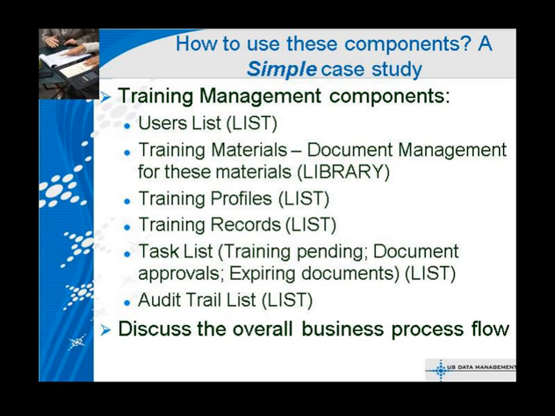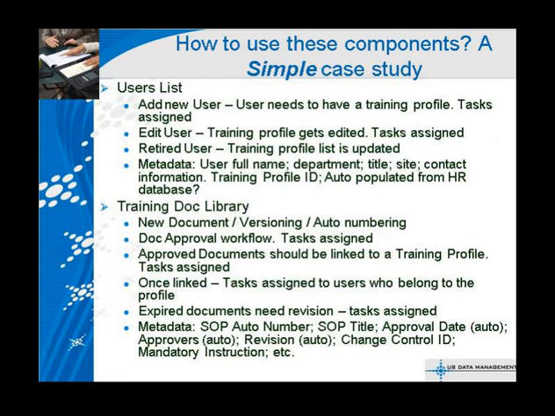And then perhaps a task list saying, hey, you have training due, or hey, you have a document you need to approve, or there's a document that's expiring soon, you need to edit it, or a place where delinquencies are reported. Hey, Subbu was supposed to train on these two SOPs yesterday, and he's delinquent, so you better do something about it. And perhaps an audit trail, a place where you keep track of all of these various changes to the profiles or these records, right? So that's in a nutshell the overall business process flow for training.